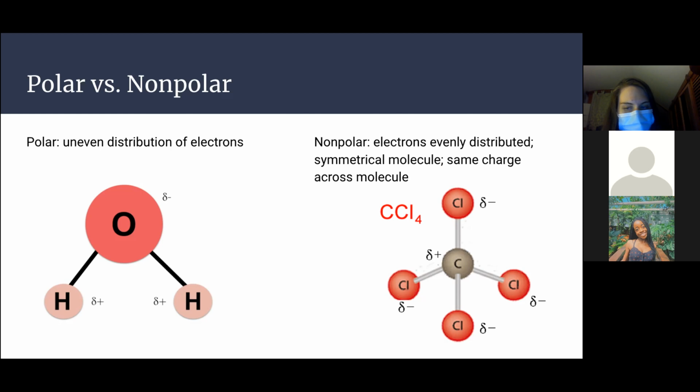That's different from nonpolar because electrons are evenly distributed among the atoms, and the molecules usually are symmetrical, and there's a like charge, or the same charge, across the molecule. So you see in the example, you have a symmetrical molecule, and it seems that all the electrons are happy and the atoms are sharing them equally amongst each other. That's just the main difference between polar versus nonpolar before we get into the bonds.